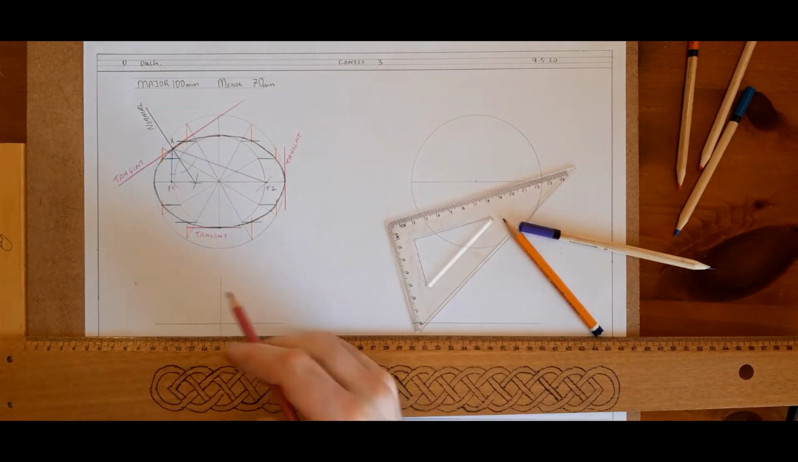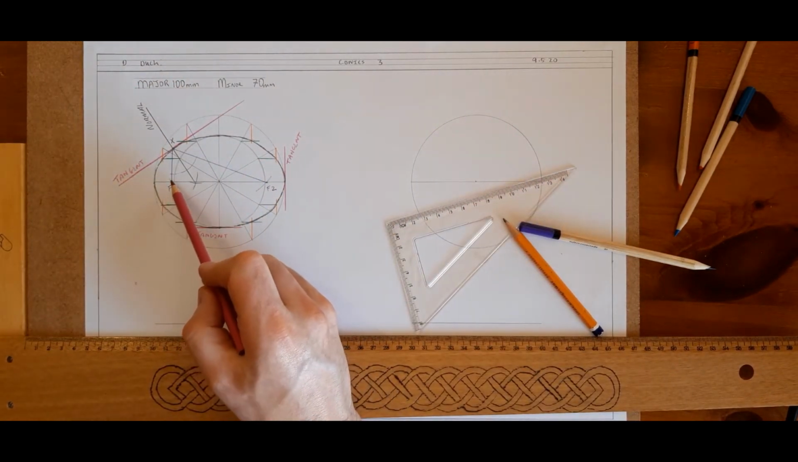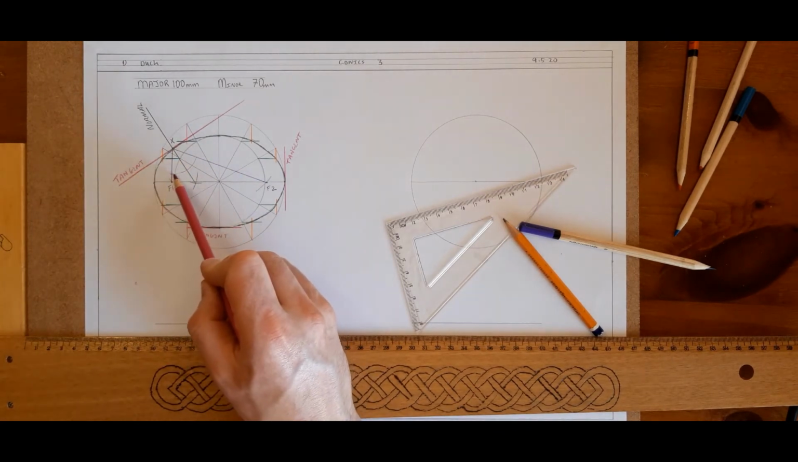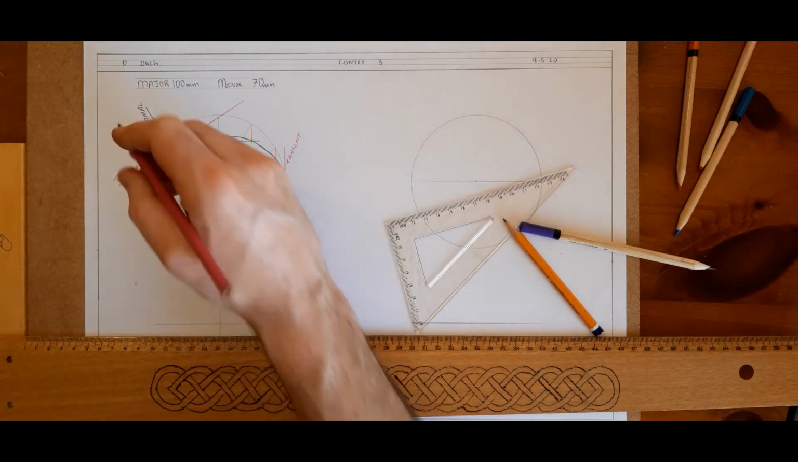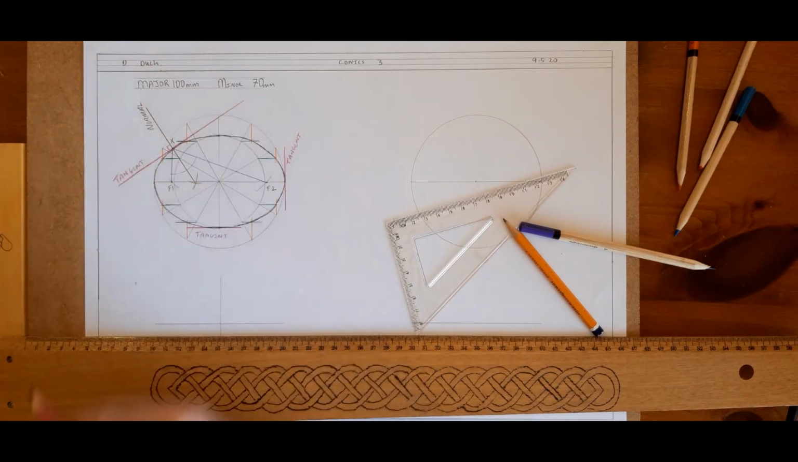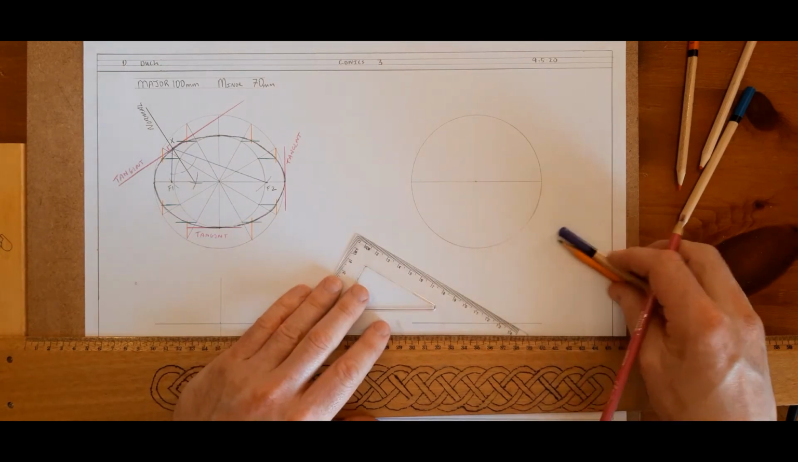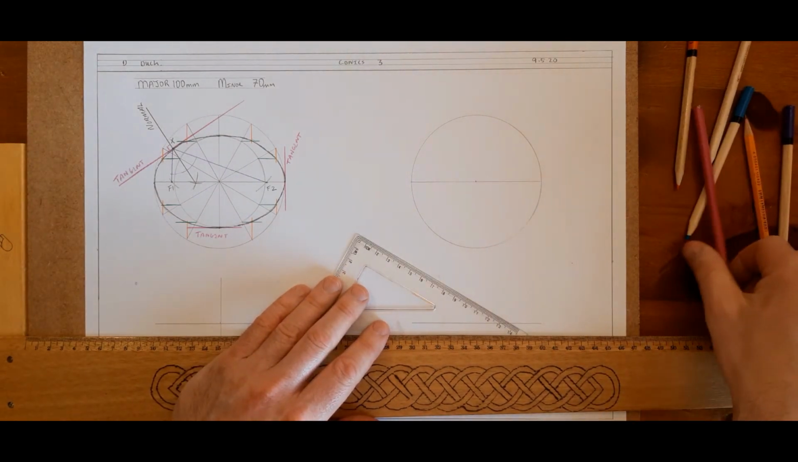So just to go over that again, we found our focal points, joined both of them to X, bisected that angle there between the two purple lines, and we got our normal. And then the tangent was always at a right angle to that normal, okay? Now let's have a look at a tangent on a circle. And this is much more straightforward.